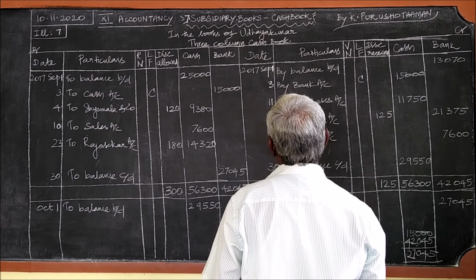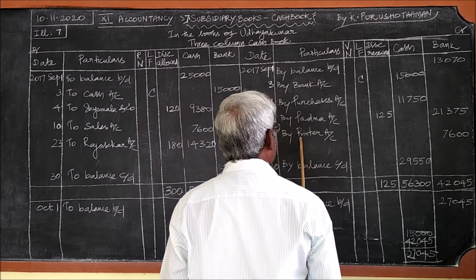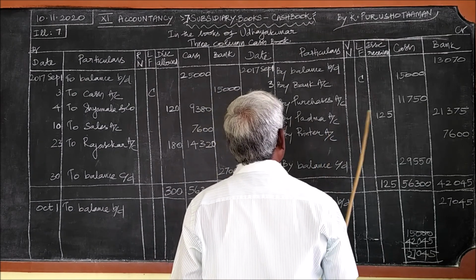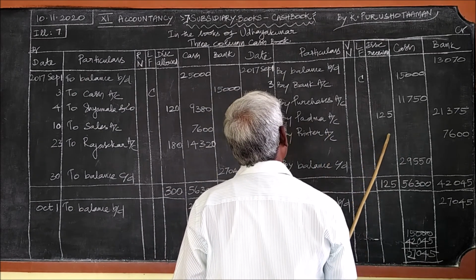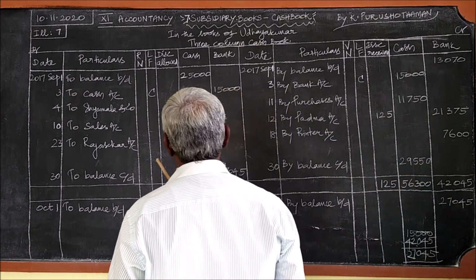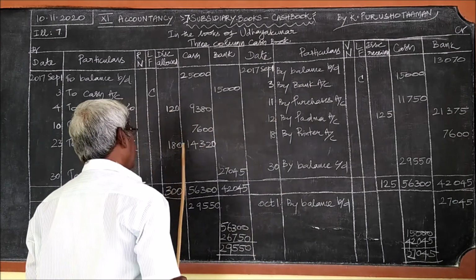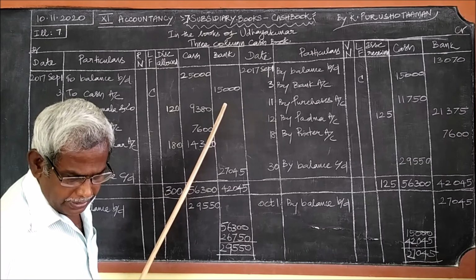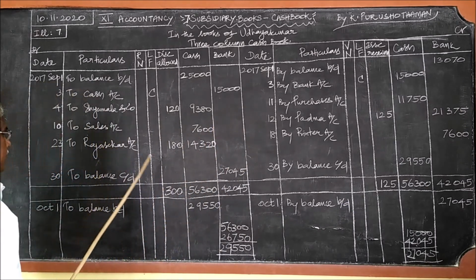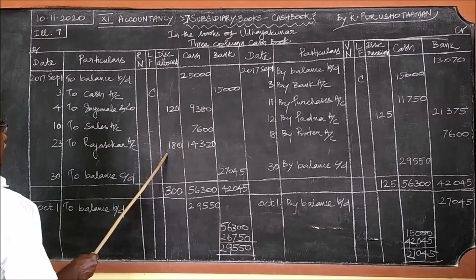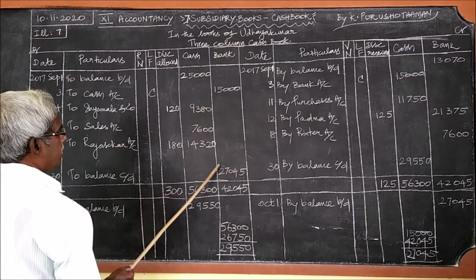Then after 12th, on 18th, a printer was purchased by paying a check. So since a check is given, from the bank only the amount goes out. Then afterwards, cash received from Rajasekhar. Yes, received cash from Rajasekhar. So cash is received 14,320. The corresponding discount is 180. Now we have completed all the entries here.